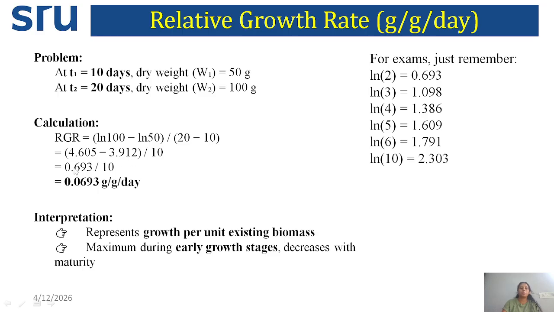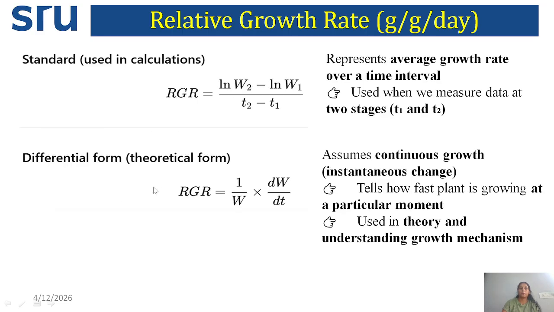So the difference of W2 minus W1 is 0.693. If you multiply it by the interval, you will get this in gram per day. Why is the unit gram per day? W is also in grams, and 1 by W is also per gram. T is in days. Like that, gram, day. That's why the unit is gram per day.